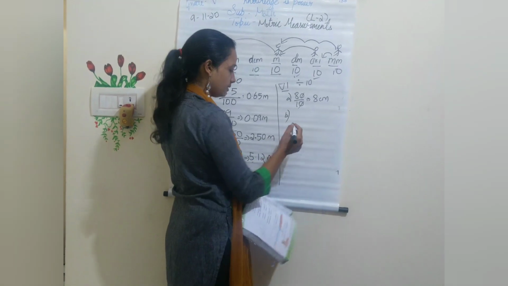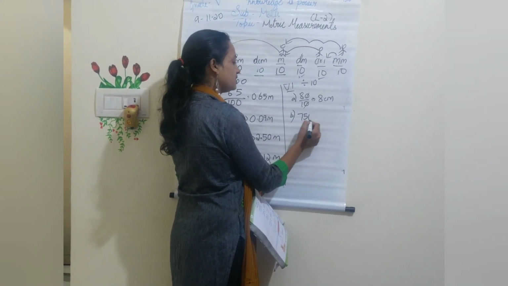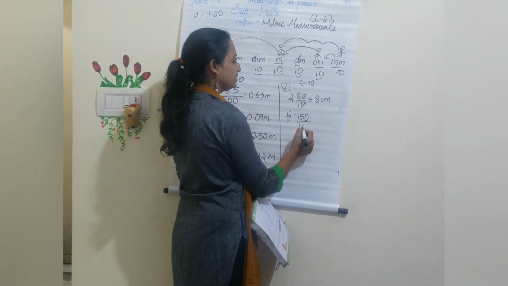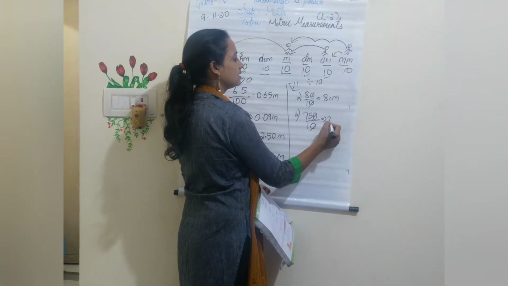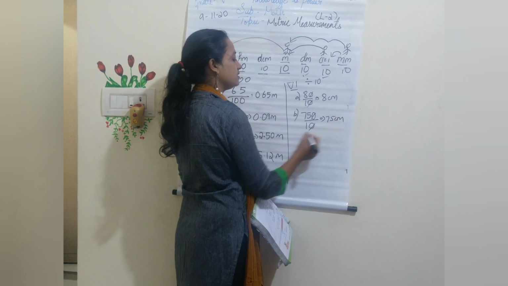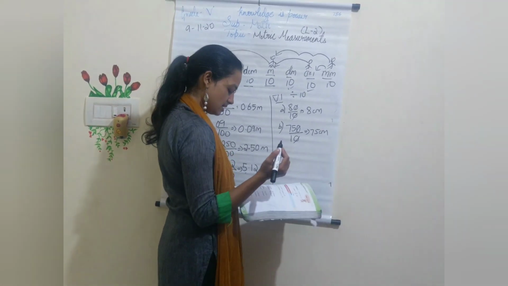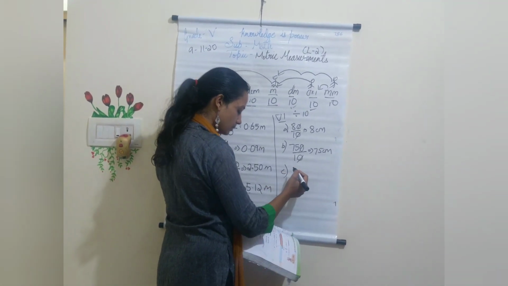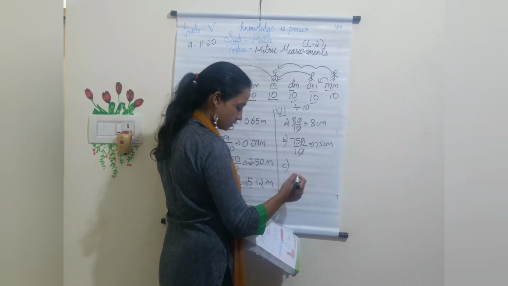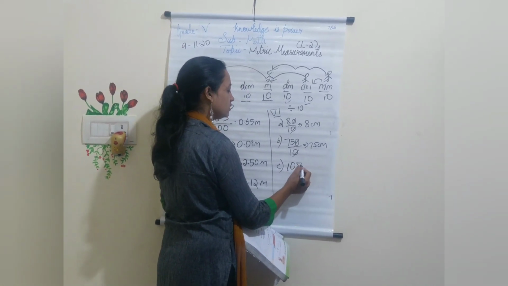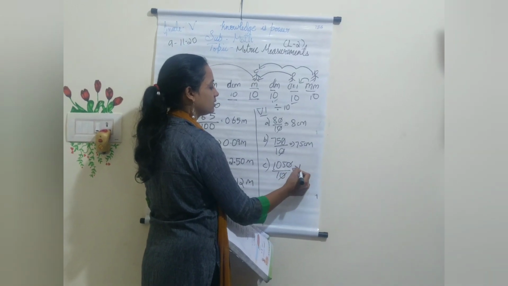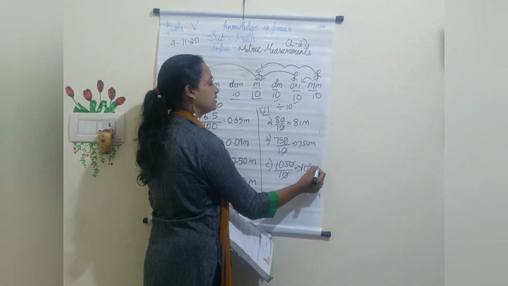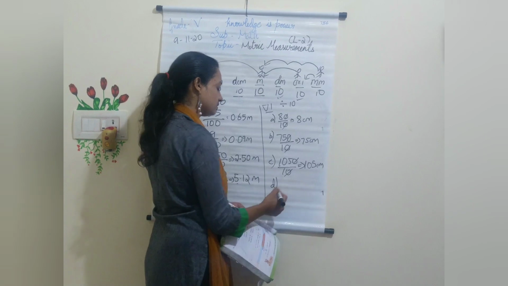B: 750 divided by 10, or simply you can cancel the 0, and get 75 centimeters. C: 1050 divided by 10. The 0s get cancelled, so you get 105 centimeters.